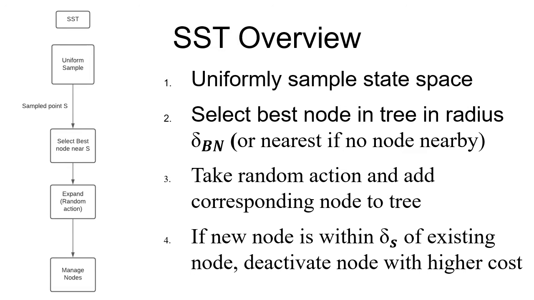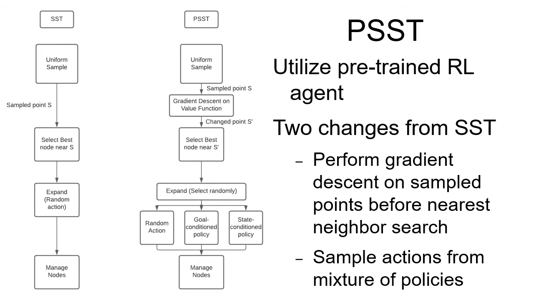SST works by uniformly sampling the state space, finding the lowest cost node in a given radius, and then expanding that node with a random action. If the new node is within a radius delta S of an existing node, the node with a higher cost is deactivated. In PSST, we introduce two major changes from SST. First, we perform gradient descent on the sampled actions before doing the nearest neighbor search. And second, we sample actions from a mixture of policies.